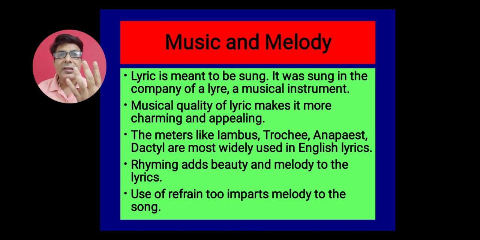These are the important meters of English poetry which make it musical. What is iambus, trochee, anapest, and dactyl? That we don't want to enter into that detail right now because it will take a longer time. I will talk about these 4 things maybe in my next video, but these are the meters which make the poetry musical.